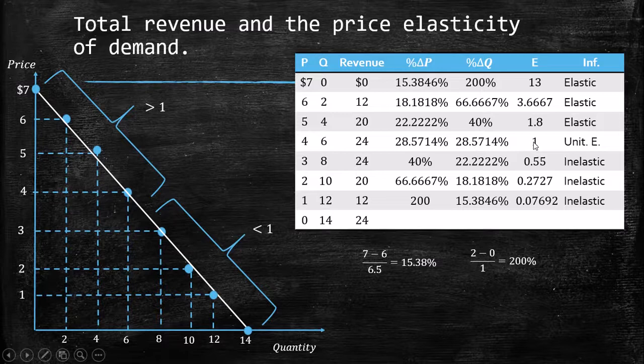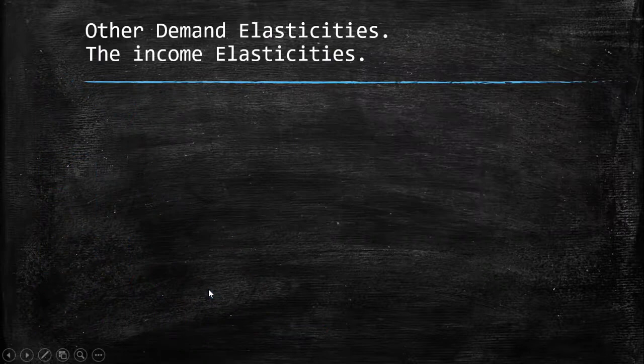Here we have unit elasticity, because the change in the quantities and the change in the price are exactly the same. And afterward we go to the inelastic part, where the elasticity is smaller than 1. So I'm just dividing quantities over price again. Here we see how the curve has different parts with different elasticities.